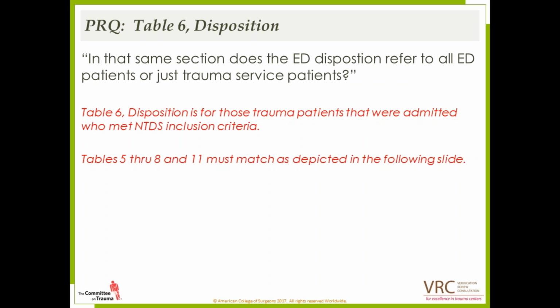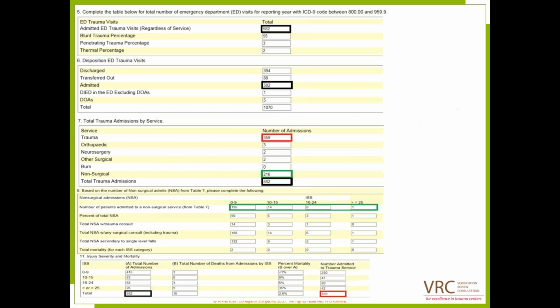Tables 5 through 8 and number 11 must match as depicted in the following slide. So here's what the tables look like. We did some color coding to make sure that the tables all match where they need to match. And as you see here, the first line item on table number 5 says admitted ED trauma visits. We want admitted trauma ED visits, not all trauma visits.